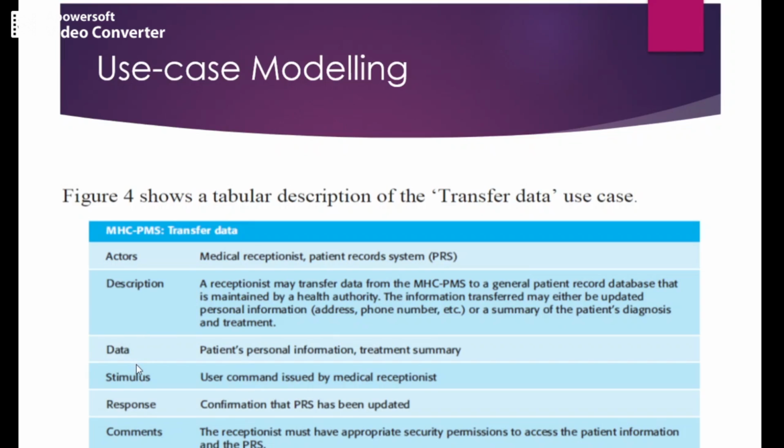So what is the data here? Patient's personal information like name, address, phone number, and one more is the treatment summary. Stimulus: user command issued by the medical receptionist. Once the user enters the clinic, you need to admit that user to the clinic, isn't it? So you have to take his details, enter all the details, and then send the details to the PRS. So PRS will store it in its database.